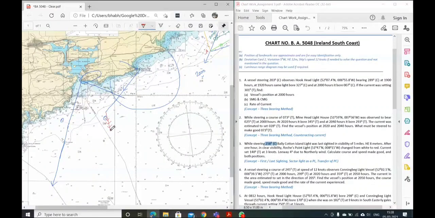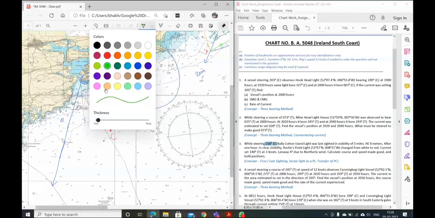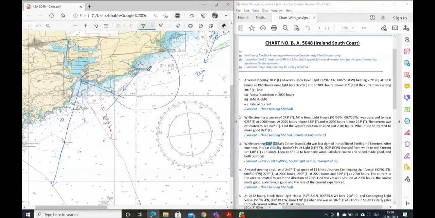Wherever the current vector ends, this is the point where I can draw my transferred position circle. So I keep my compass on this point. You can call these points as A, B, and C. So if you join A to C now, let's make it a little thicker. If you join A to C, that gives you your course made good.